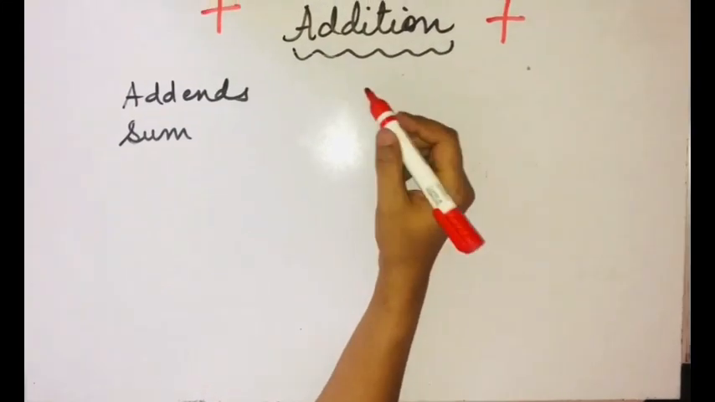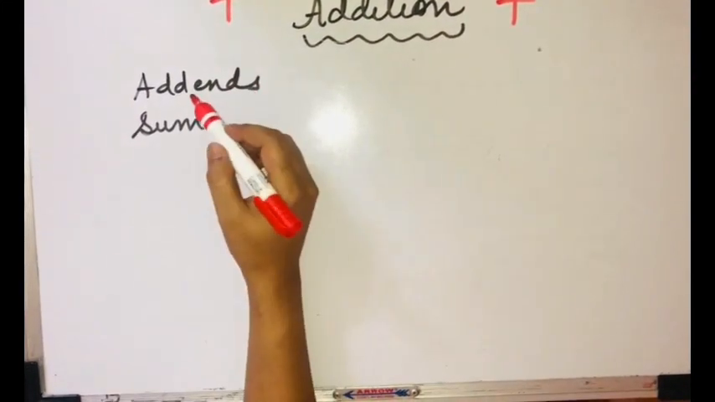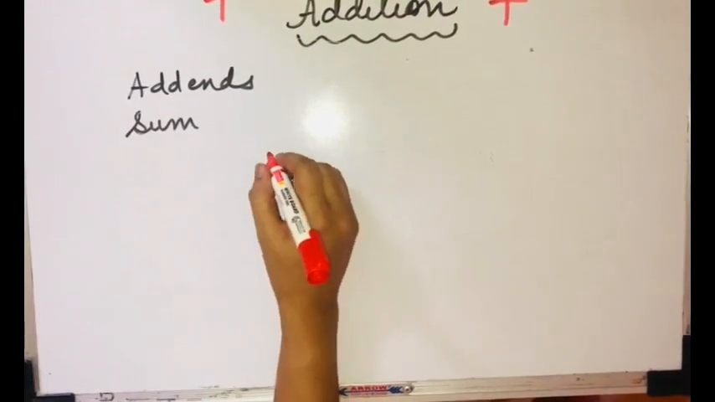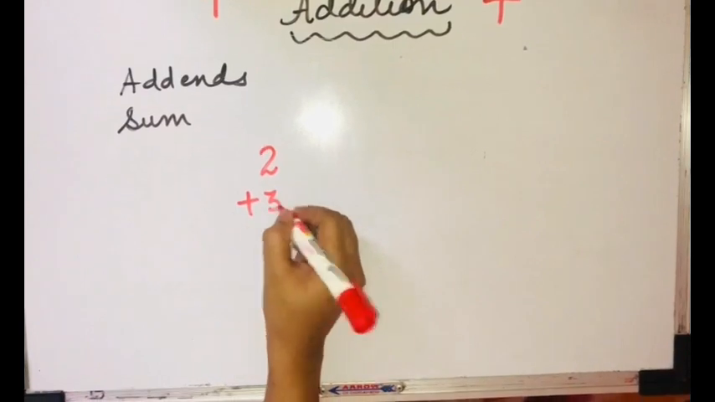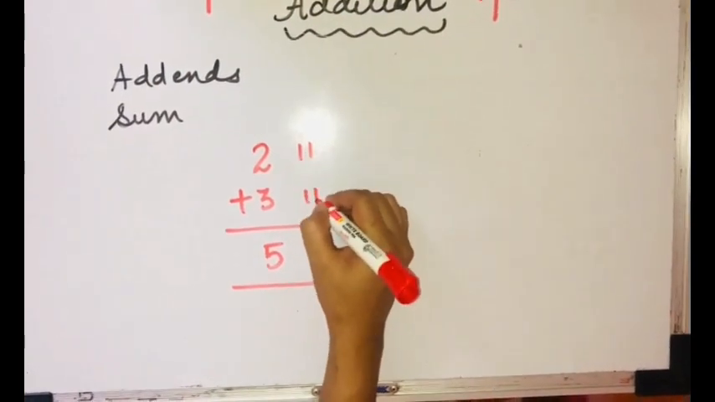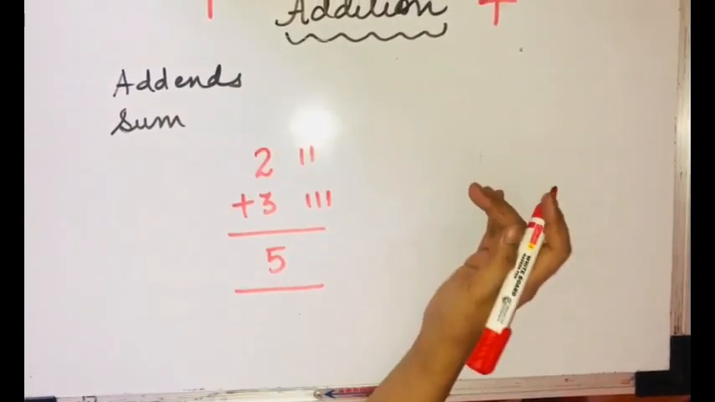So let us start with the chapter addition. Before we start, there are two things you should know, that is addends and sum. Addition, you all know, addition means like we are adding 2 and 3 and we are getting 5 as answer. 2 plus 3, we'll get 5. But what are addends and what is sum?